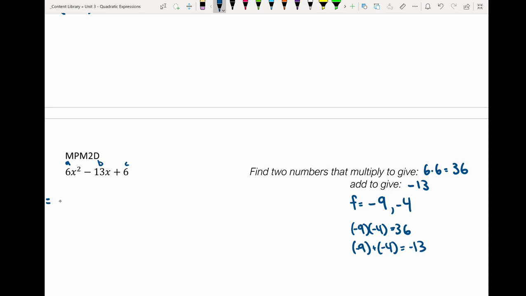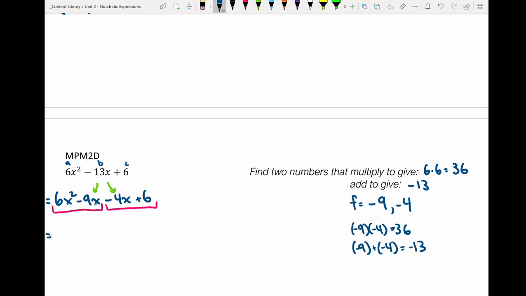Now that I have my two numbers, I can break up or decompose this middle term, or this b term, into those two numbers. So one is going to be minus 9x and minus 4x. The 6x squared just remains the same, and the plus 6 remains the same in the same positions as well. So all we're doing is just making it slightly bigger. Now I'm going to factor by grouping by looking at these two sets. Again, I'm going to include that negative on this 4x, so I'm including the signs in front.